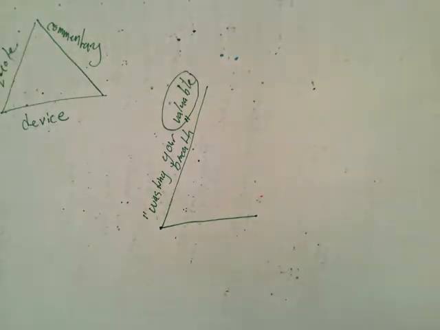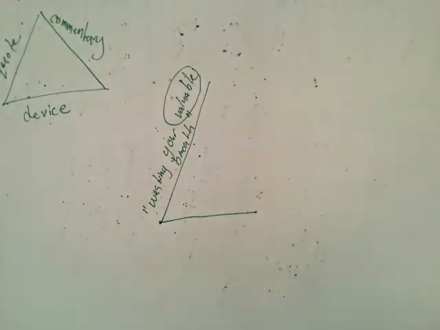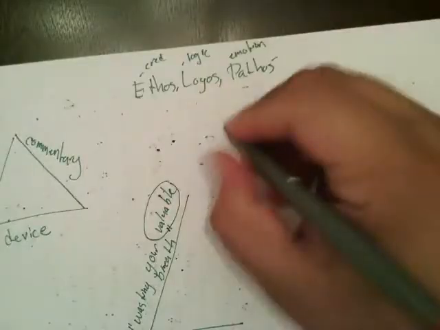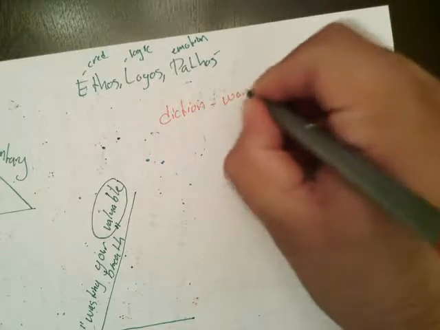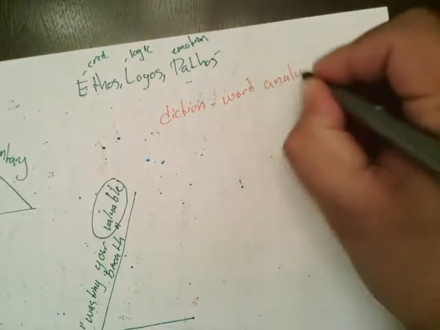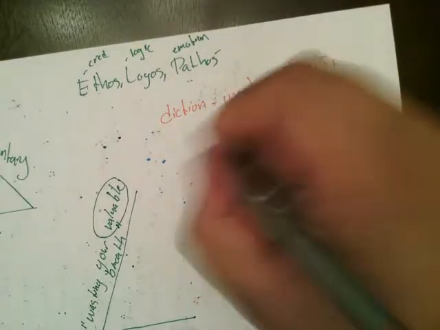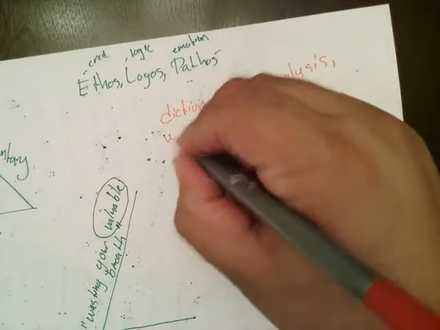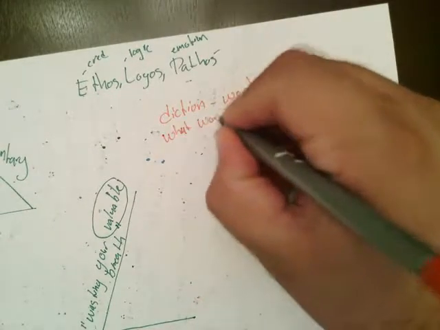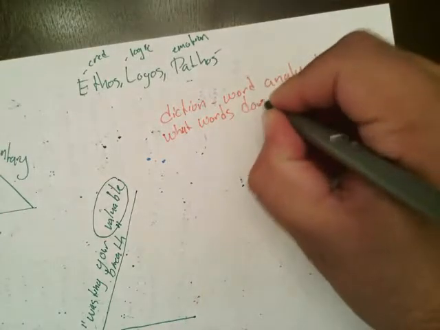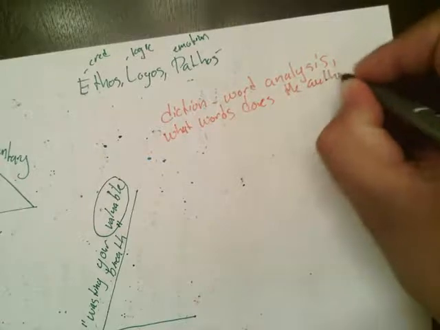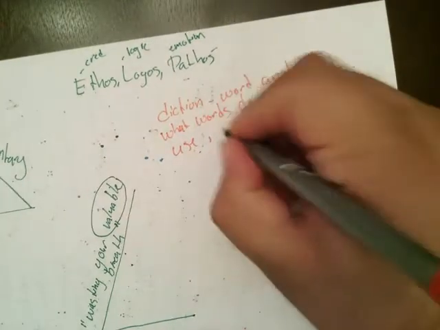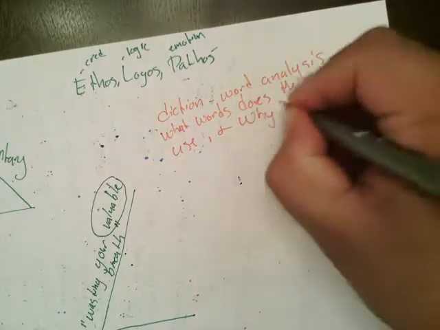Anytime I analyze words on a word-by-word basis, this is what we call diction. So diction is a word analysis, which means basically what words does the author use and why? And here's the big no-no.